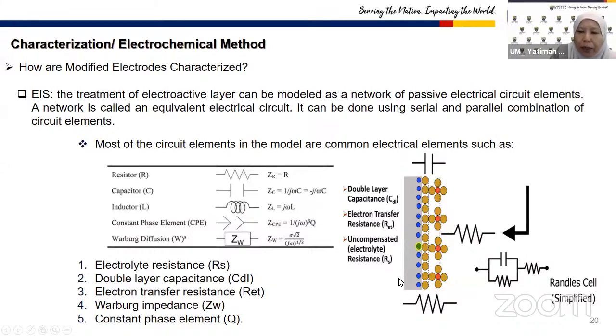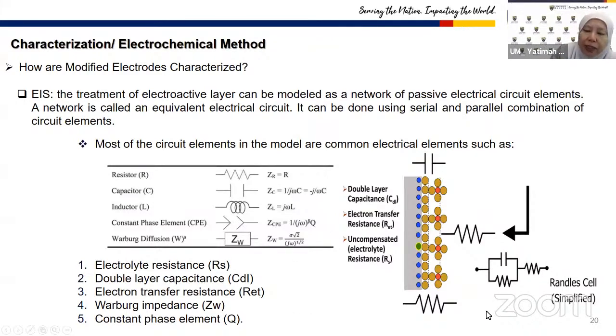For example, if you look at the right hand side, definitely you have the electrolyte resistance, which is RS. Also on top of the electrode, you can have the double layer capacitance, which is between the electrode as well as the target species. And then you can have the electron transfer resistance, which happens on the surface of the electrode. And you have the Warburg impedance, ZW. This is also calculated, looking at the impedance that can happen in between, and also the constant phase element, which is actually the key.